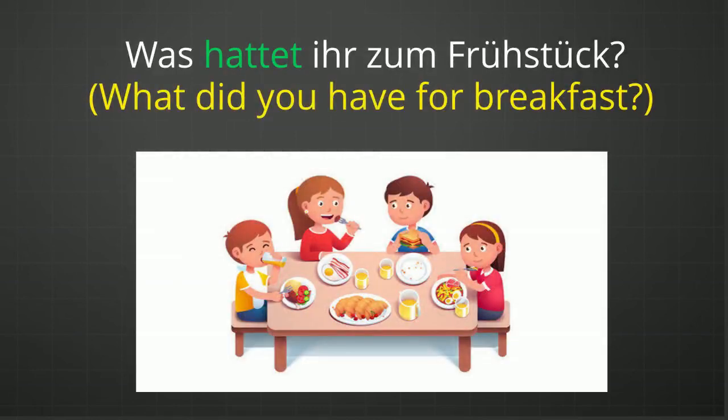Was hattet ihr zum Frühstück? This question is related to past incident, and that is why here it is used in Präteritum form. Now first position W-Frage, which is was. Second position is conjugated form of verb. Hattet is conjugated form of verb, conjugated according to ihr. Ihr is the subject in the sentence.